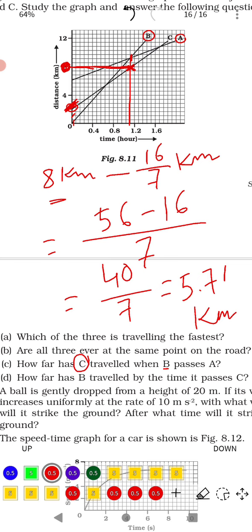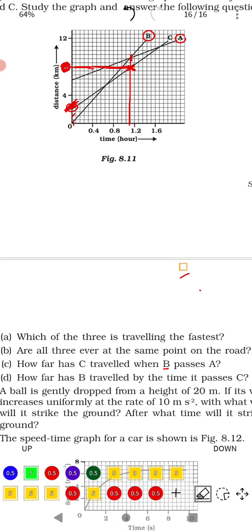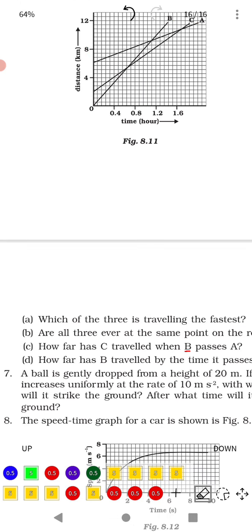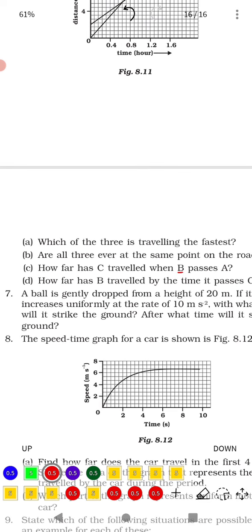So I hope this part is clear. Question number C. Now we'll go to the last part of this question, that is number D. For that also you remember this one, no? That the value of each division, we got 4 by 7 kilometer. Then number D. How far has B travelled by the time it passes C?